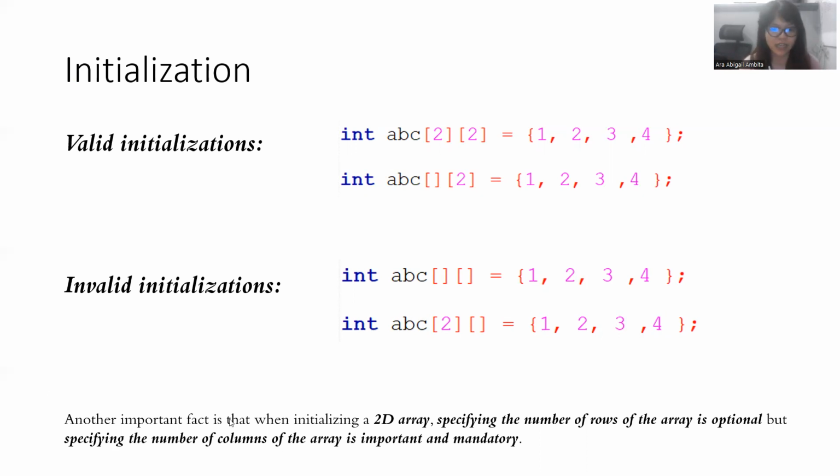So again, one important fact is that when initializing the array, specifying the number of rows of the array is optional, but specifying the number of columns of the array is important and mandatory. Okay.